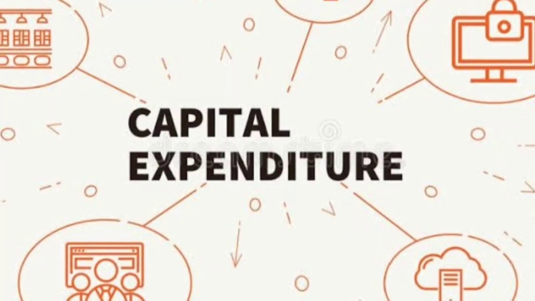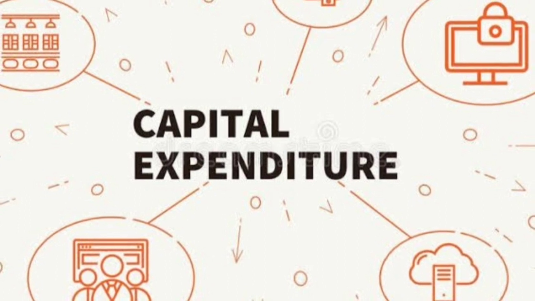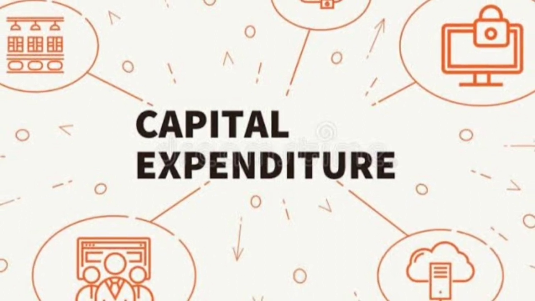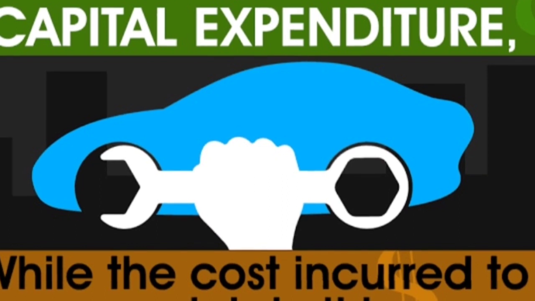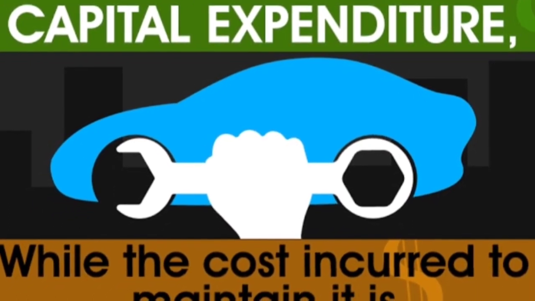Even wages paid for construction of a new building for the office, for the company, or for the manufacturing, for the creation of a new machinery, for construction of a new machinery is also treated as capital expenditure.